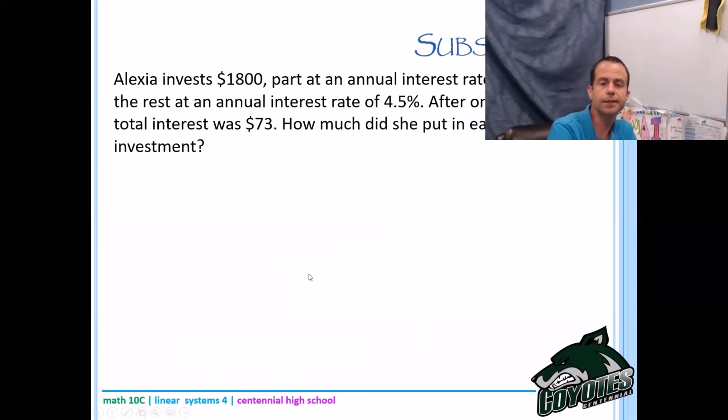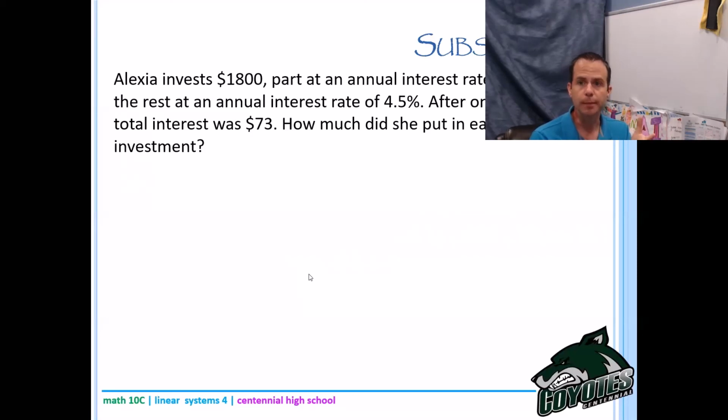Alexia invests $1,800, part at an annual interest rate of 3.5% and the rest at an annual interest rate of 4.5%. After 1 year, the total interest was $73. How much did she put in each investment? So again, we've got to build our system first. In order to build our system, we have to start with a legend.